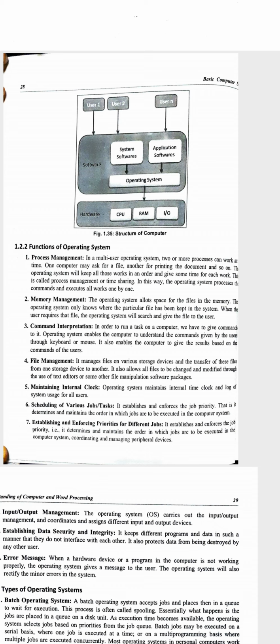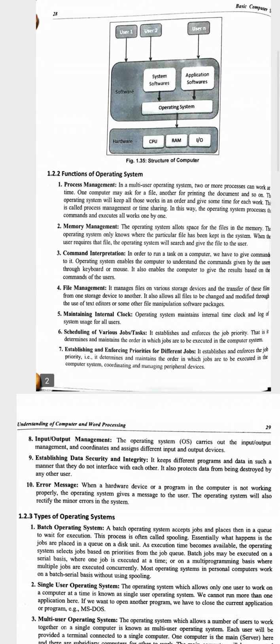That is the scheduling of various jobs or tasks. That is nothing but enforcing the job priority. That is, determining and maintaining the order in which jobs are to be executed in the computer system, which instructions are executed first and which are executed later. And establishing and enforcing priority of different jobs: it gives prioritization, first come first serve, performing the instructions one by one. That is the job management.